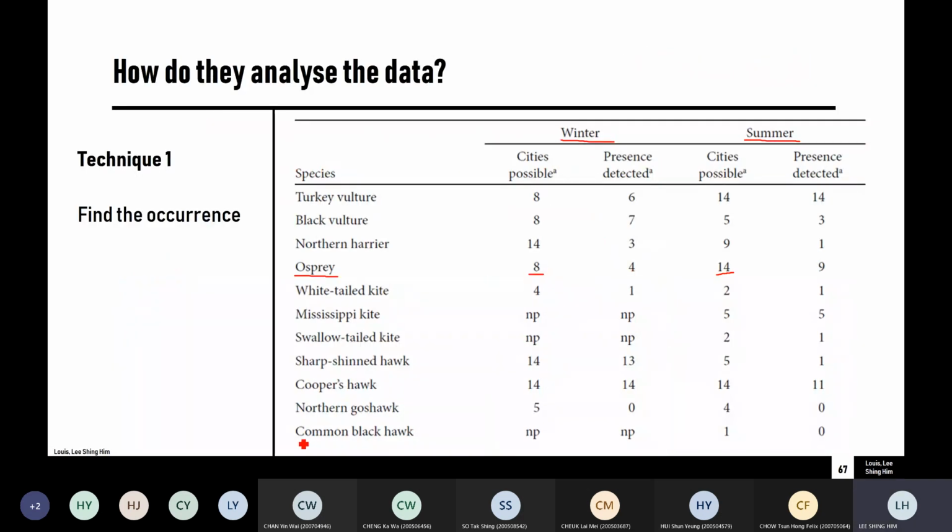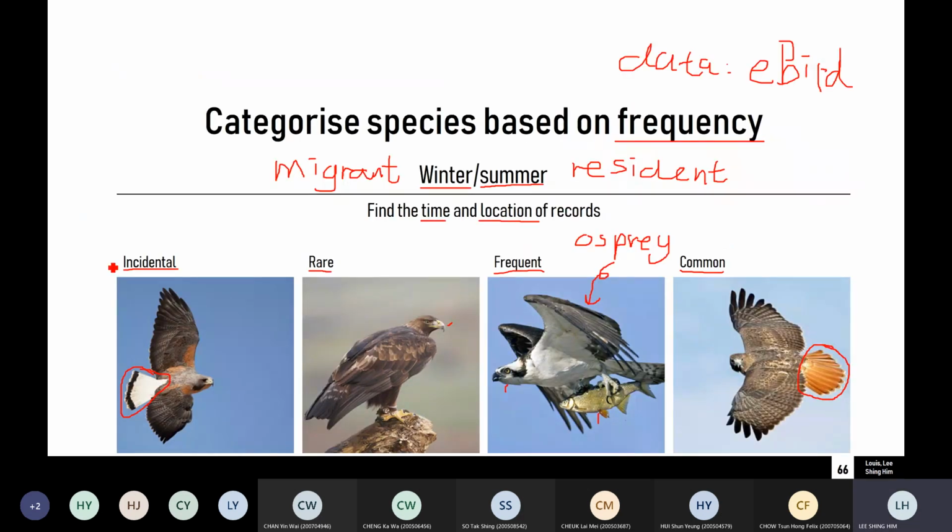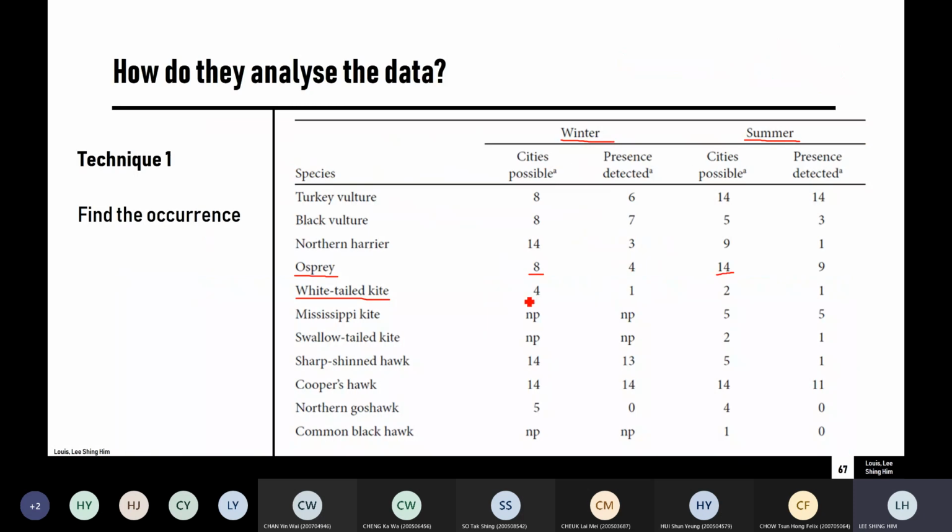However, let's use this white-tailed kite. White-tailed kite. It is this species. Incidental. Why incidental? There are only 4 records, 2 records. So you see the number is much lower. But then you see another number here. Okay? Presence detected. What does this mean?